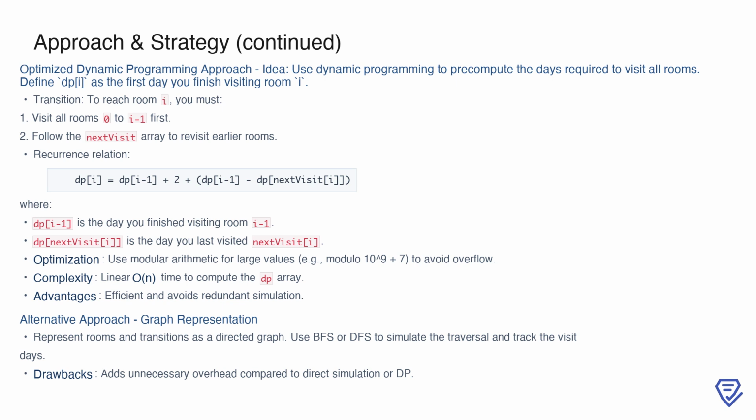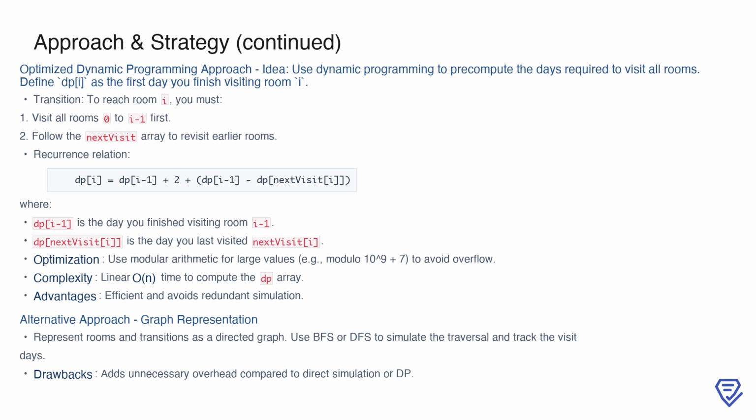Additionally, you may need to revisit earlier rooms according to the next visit array. The recurrence relation is given as dp[i] = dp[i-1] + 2 + dp[i-1] - dp[next visit[i]]. Here, dp[i-1] is the day you finished visiting room i-1, and dp[next visit[i]] is the day you last visited the room pointed to by next visit[i]. This formula allows us to account for both forward progress and the need to revisit rooms efficiently.